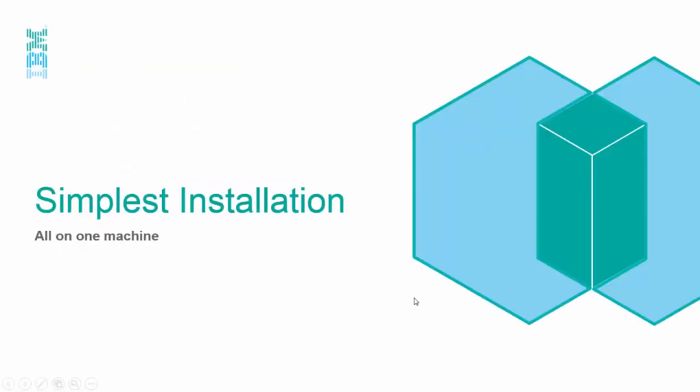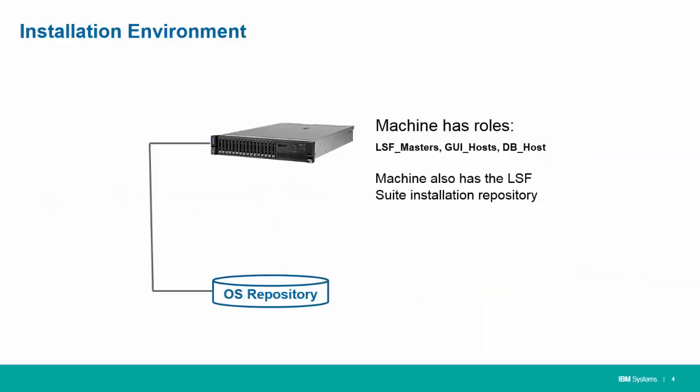Okay, let's start out with the simplest installation of all, basically just installing on one machine. So in our installation environment, it looks something like this. We have a machine, and somewhere out there on our network, we have an OS repository where we can get some prerequisite packages or dependencies. And on this single machine, we're going to install it with the LSF masters role, the GUI host role, and the database role.